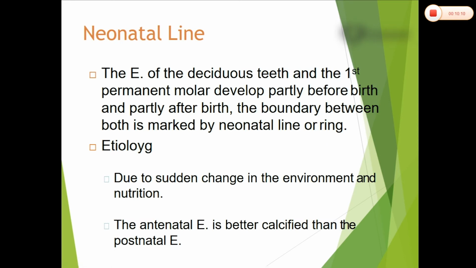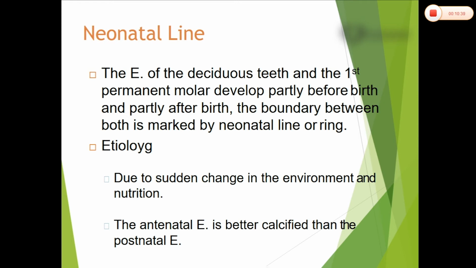But the neonatal line, the cause of its appearance is the sudden change in the environment and nutrition. The prenatal enamel is better mineralized than the postnatal enamel. That means the line that separates the enamel that formed before birth from the enamel that formed after birth. You understand? We named it the neonatal line.